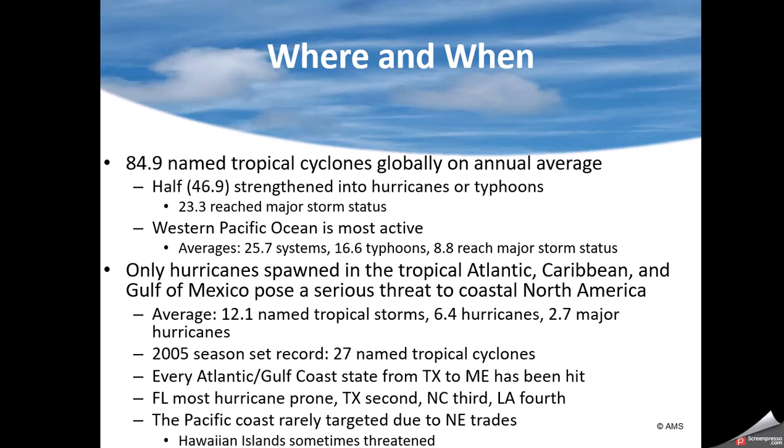On average, this is a phenomenal number. You think about it, almost 85 tropical cyclones globally on average, and half of those strengthen into a hurricane or a typhoon. And guess what? While we always think of the Atlantic as being active, the most active area in the world is the Western Pacific Ocean. It has, on average, the most tropical systems. So if you wanted to see them, that's where you go.